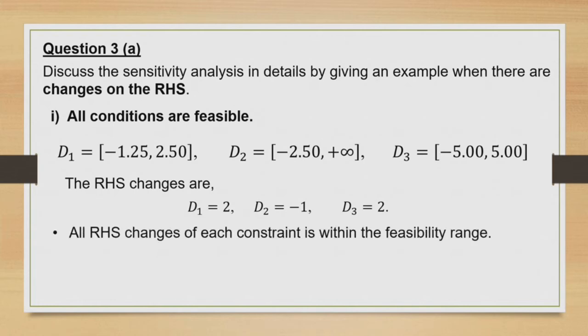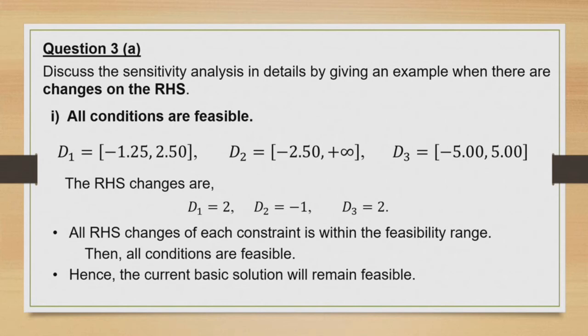Based on previous learning, a solution will be feasible if the RHS changes are within the feasibility range. Then, supposedly all conditions are feasible. Clearly, we see that all RHS changes are between the feasibility ranges. Therefore, we can say that the RHS change of each constraint is within its feasibility range. Then, all conditions are feasible. Hence, the current basic solution will remain feasible.